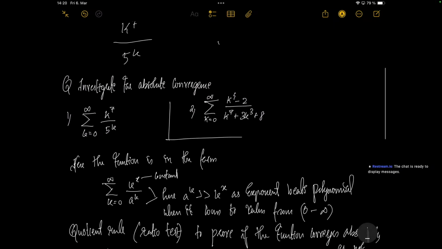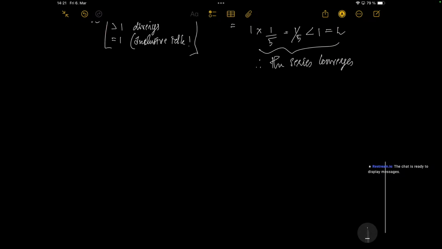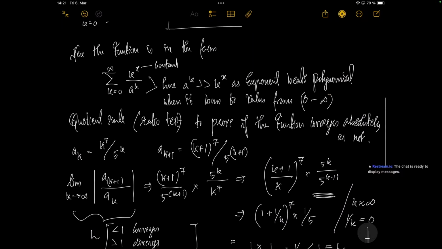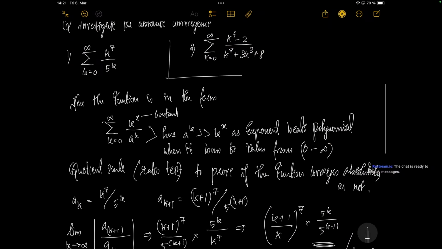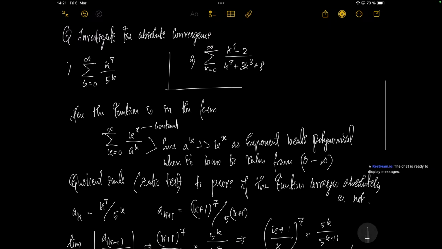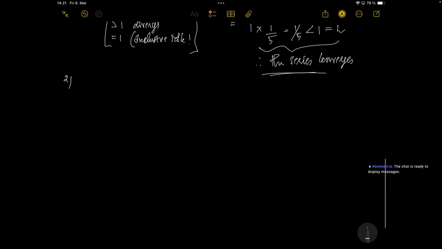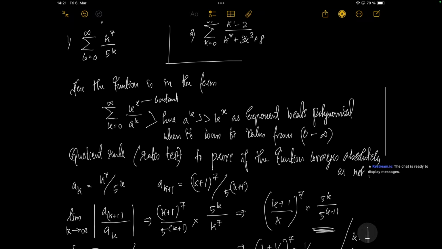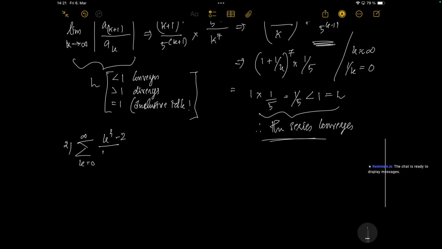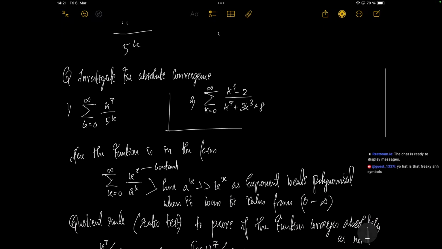Now, let's look at the next one. I'm a bit confused on absolute convergence and normal convergence. k^4 minus 2 over k^7 plus 3k squared plus 8.